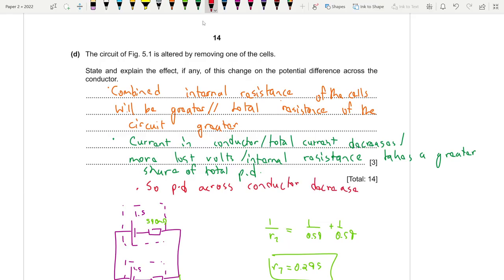So let me repeat this whole thing, okay? So basically the total resistance of the circuit is greater now. So the current in the circuit decreases. As a result, we know that V is equal to IR, so PD across the conductor decreases. That's it. If you wrote that, you'll get full marks, okay?